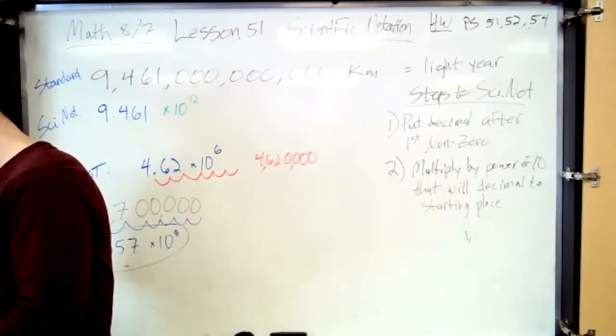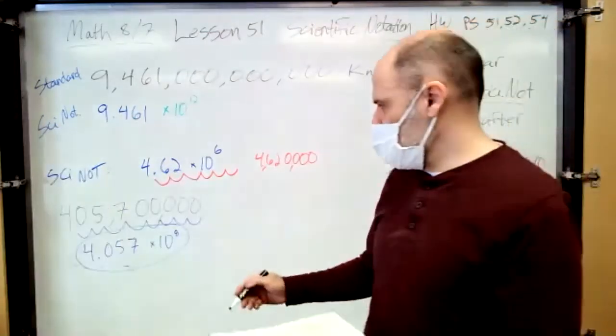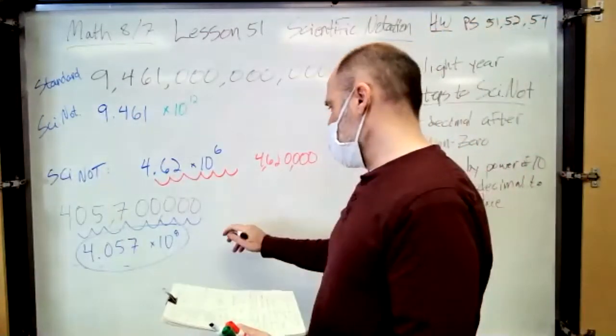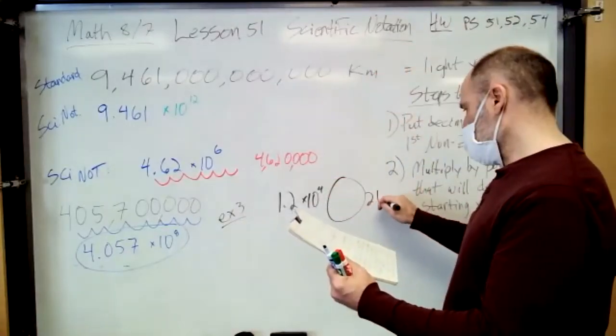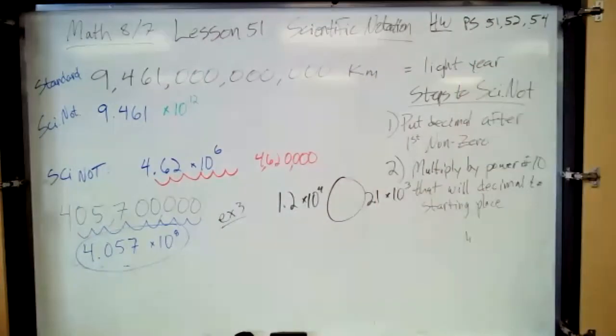So what do you think is bigger? Here's example 3. You might get problems that look like this. 1.2 times 10 to the 4th or 2.1 times 10 to the 3rd. Which one do you think is bigger? The left or the right? Hunter knows, Grace knows. What's your gut tell you, Grace? Which one's bigger? The one to the right. You're pointing to the left. No, sorry, I was saying right. The one to the left. Okay.